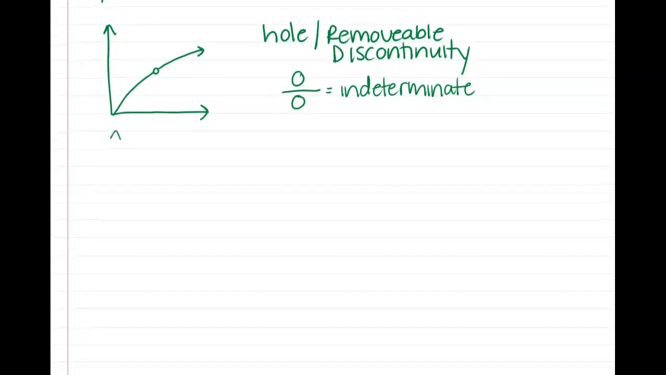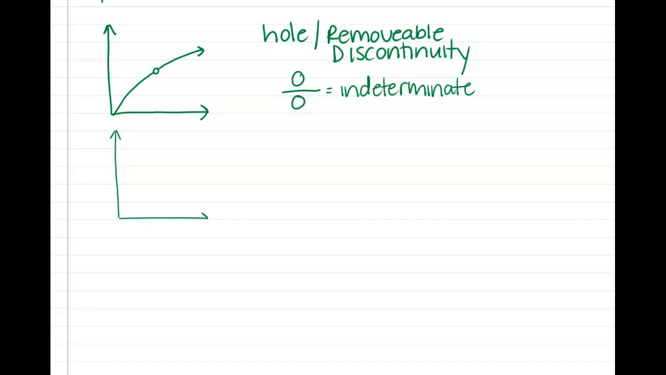Another type is where let's say you go up to here, there's a hole, and you jump up here, and it continues. There's another one similar to this. Sometimes you go along and you have a hole, but the actual point is up there. Those are both called a step discontinuity.